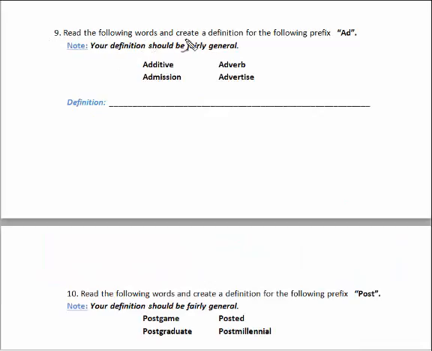Number 9, read the following words and create a definition for the prefix add. Here we have additive, adverb, admission, advertise. We come over here and we see an additive. You see that ADD, you already know what that means. 1 plus 1 is adding them together, putting them together. When you're going to add an additive to some soup, you're going to add it to the soup.